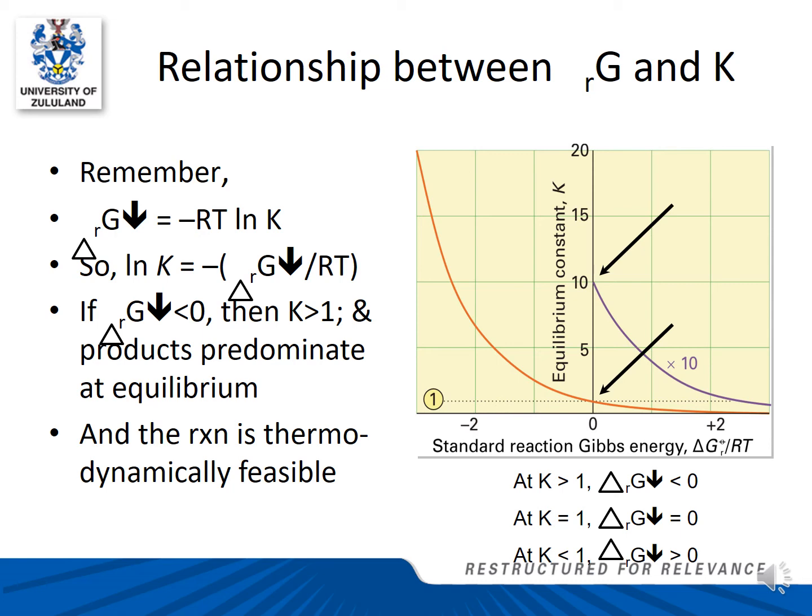If the value of K is less than 1, it means ΔrG will be greater than 0. The value of K as well as the value of the reaction Gibbs energy basically tell us more or less the same information. Remember that they can tell us whether the reaction is spontaneous or not spontaneous, and whether the reaction is at equilibrium or not. They can also tell us whether the reaction is going forward or going backwards.